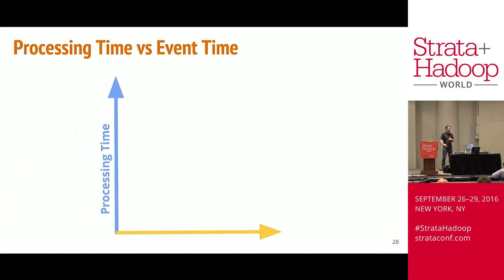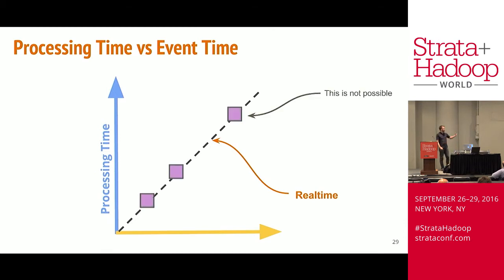Event time and processing time are orthogonal here. So now I've separated the arrows. The horizontal axis is event time. I seem to have lost the label, but that's what's across the bottom there. And then processing time is on the blue vertical axis. The diagonal black line is that perfect world where processing time and event time are equal. I've drawn some squares on the line just to indicate that this can't really happen.